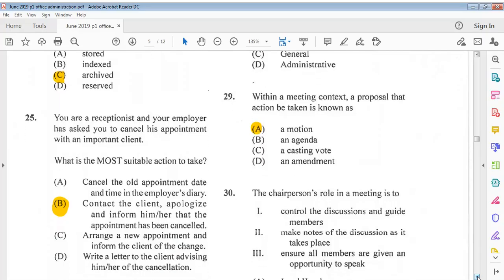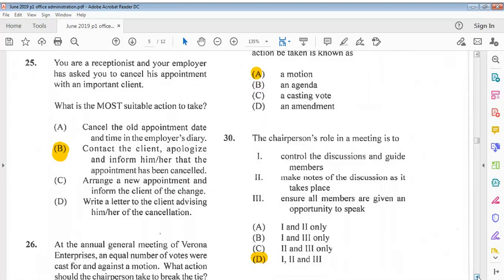Let's move on to question number 25. You are a receptionist and your employer has asked you to cancel his appointment with an important client. What is the most suitable action to take? A, cancel the old appointment date and time in the employer's diary. B, contact the client, apologize and inform him or her that the appointment has been cancelled. C, arrange a new appointment and inform the client of the change. Or D, write a letter to the client advising him or her of the cancellation. So we know the answer would be B. Contact the client, apologize, and inform him or her that the appointment has been cancelled.